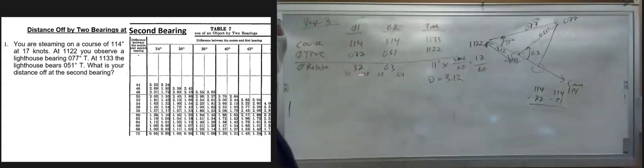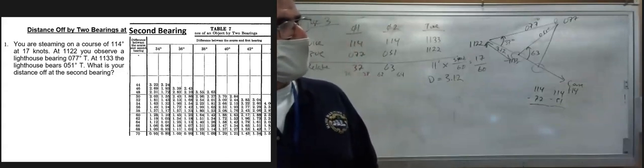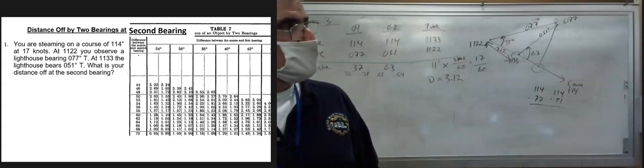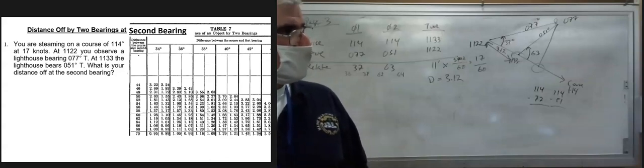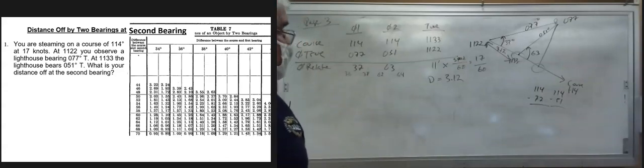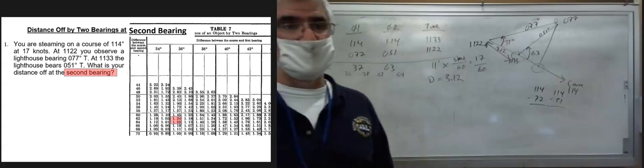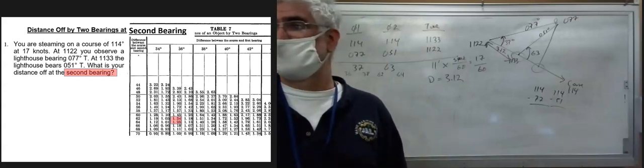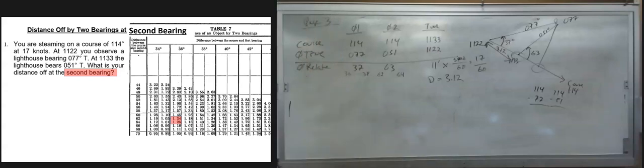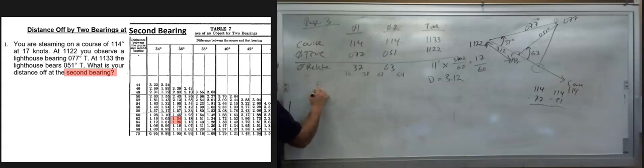We want 37, but we don't have 37. So we're going to have to go down to 36. We're going to slide down 36 until we find 63. But we don't have 63. What we have is 62 and 64. So I need those two numbers. Okay? So I'm going to need four factors. Factor 1, factor 2, factor 3, factor 4.